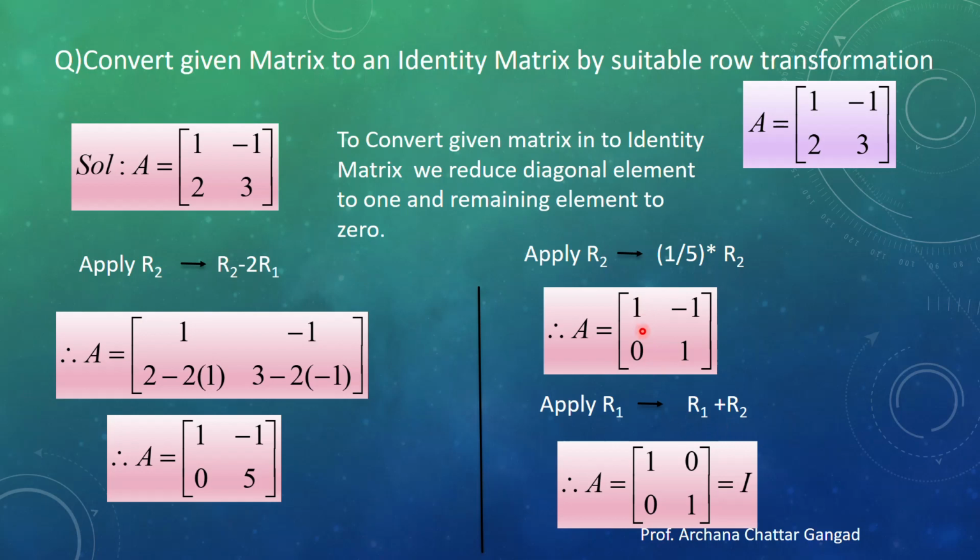Now here 1 plus 0, 1 will be as it is, minus 1 plus 1, it becomes 0, and the second row is as it is. So in this way, this matrix is reduced to the identity matrix. So this is about row transformation.